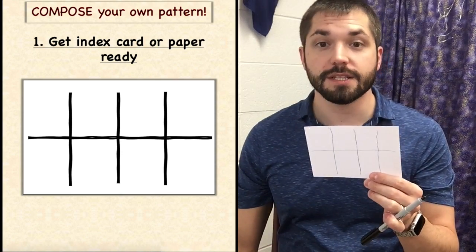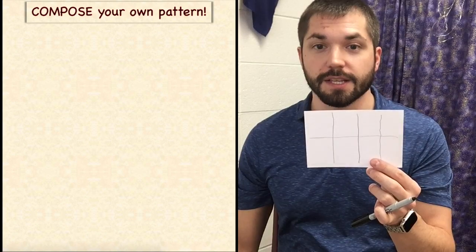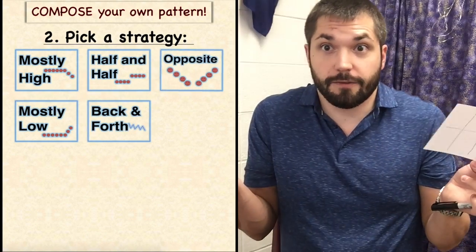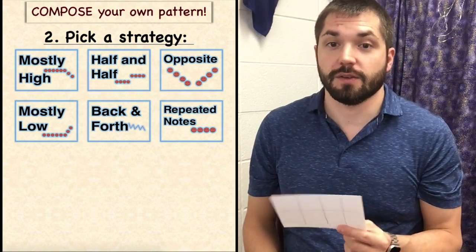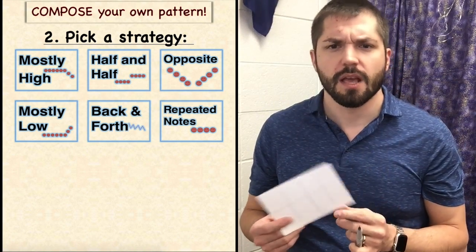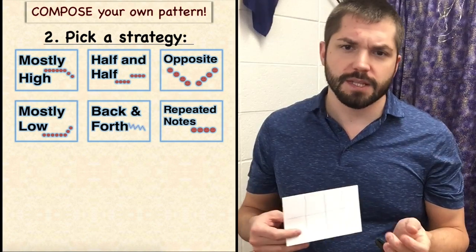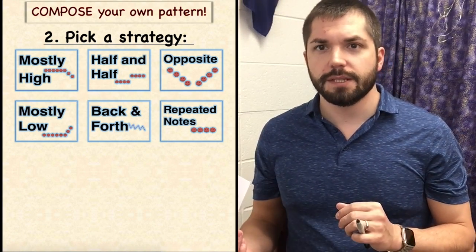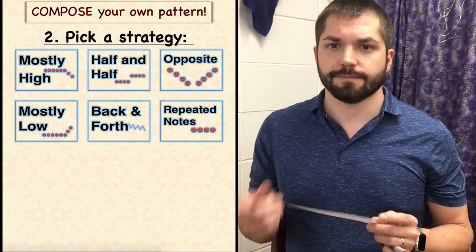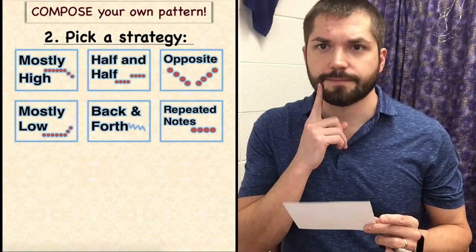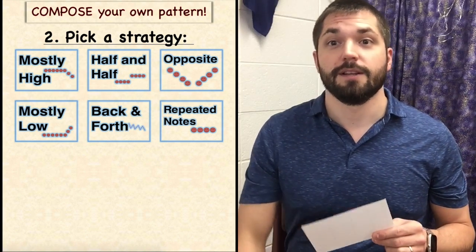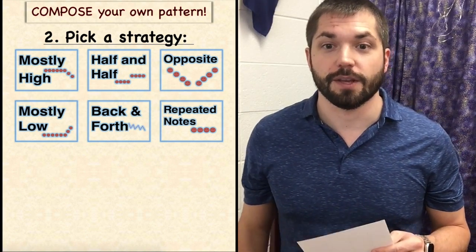So our first step after getting this card ready is now we need to pick a strategy. That's our first step. We need to know what our plan is going to be. So here's our 6 choices. Mostly high, mostly low, half and half, back and forth, opposite, and repeated notes. So we want to pick a strategy. You can pick whatever one you want. This is your composition, so it is your choice.